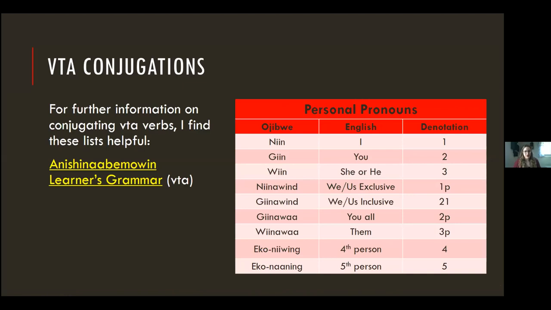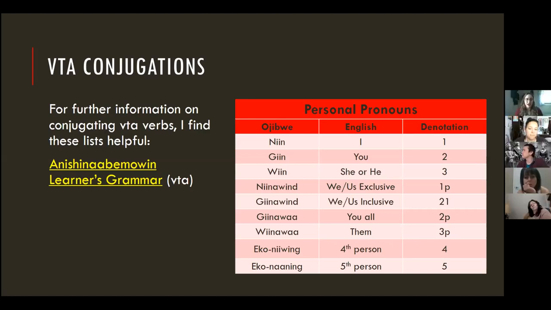Okay, so if you are interested in learning more about conjugating VTA verbs, I really like these lists on Anishinaabemowin Learner's Grammar. I've put this personal pronouns chart up because I know it can be difficult to figure out all those codes. So sometimes you'll see like one and then an arrow, to 2P. And you're like, what does that even mean? And what it means is I to you all. Okay, so it's good to know.